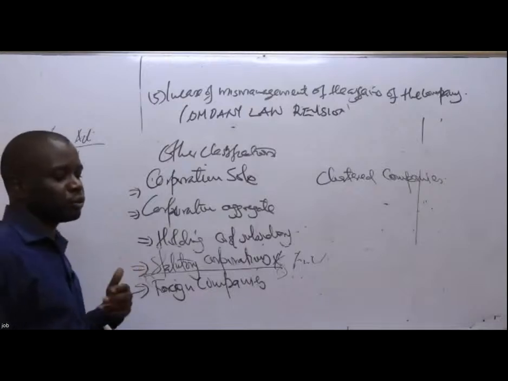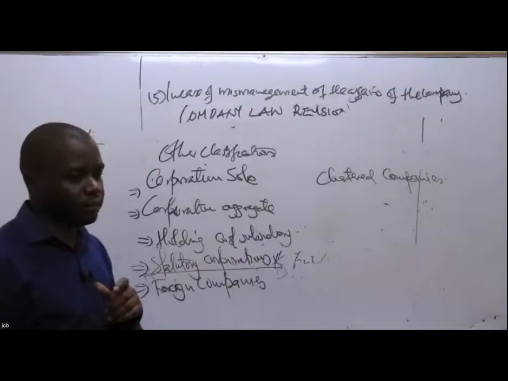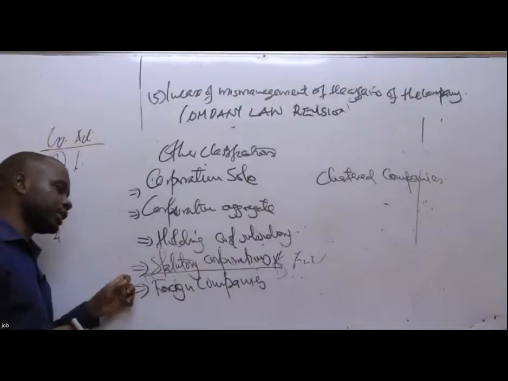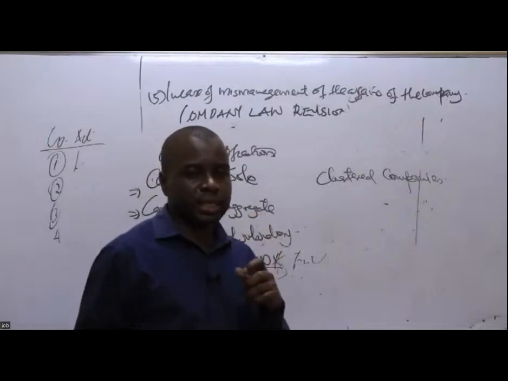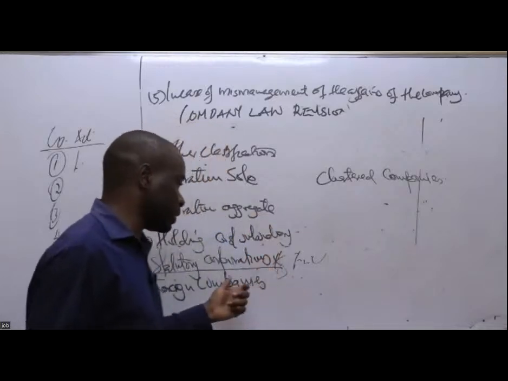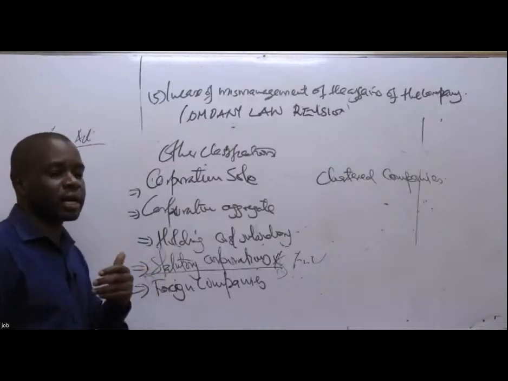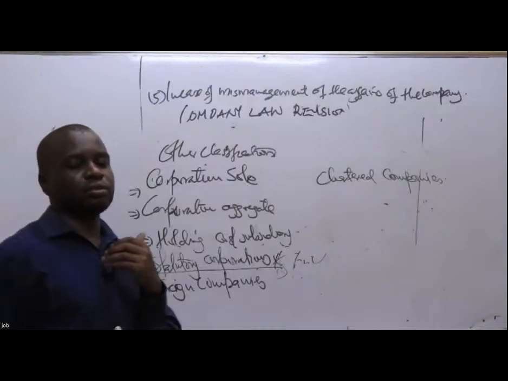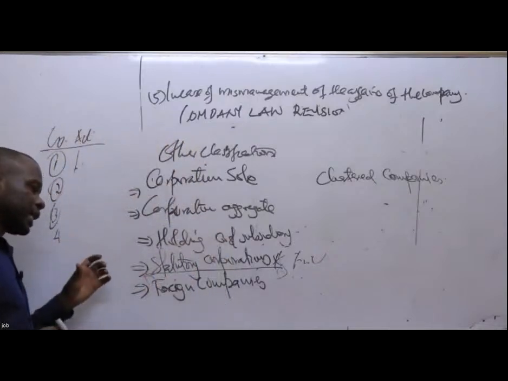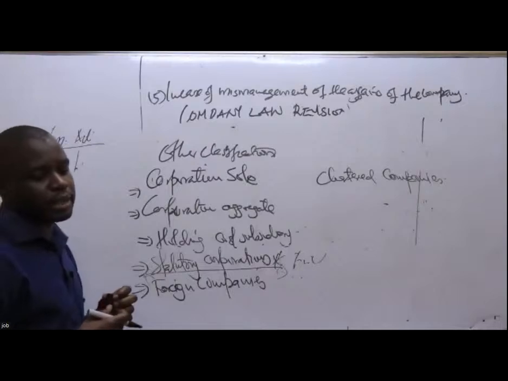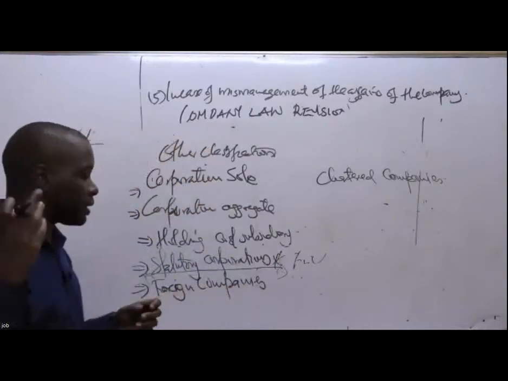You can capture that as the number five characteristic. They are normally funded by the treasury. This simply means each financial year, when they are setting out the budget, they are allocated some amount from the treasury or from the government to run their activities. Number six, in case they make any profit, the profits will be remitted to the treasury because it is the one that funds them.